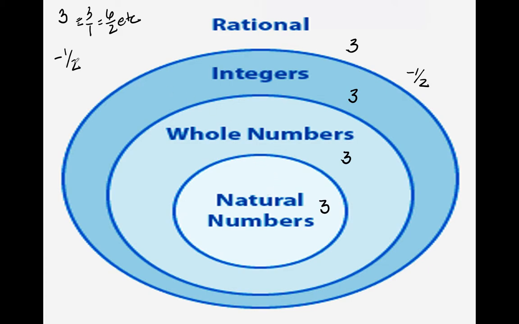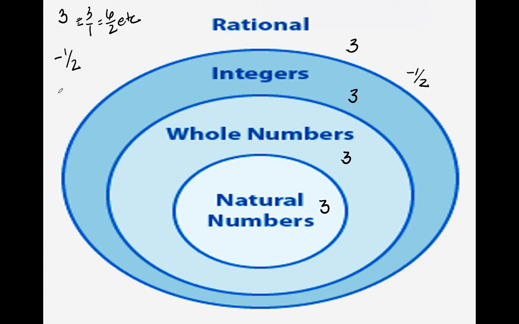This is not any of those three. It is a negative number, but just because it's a negative number does not make it an integer. An integer does not have any fractions or decimals, so -1/2 is only a rational number.